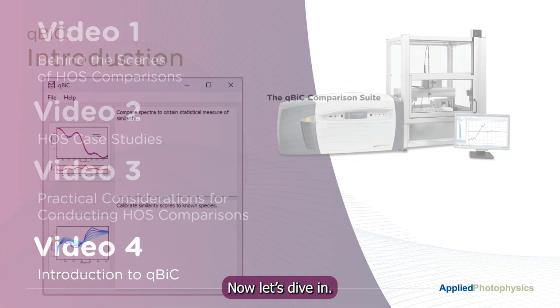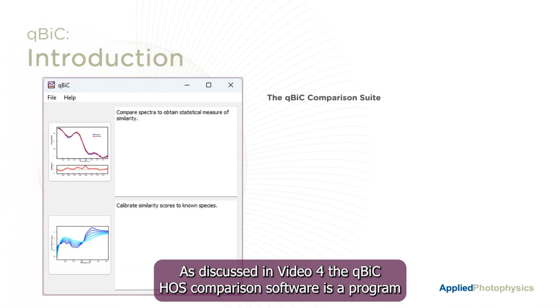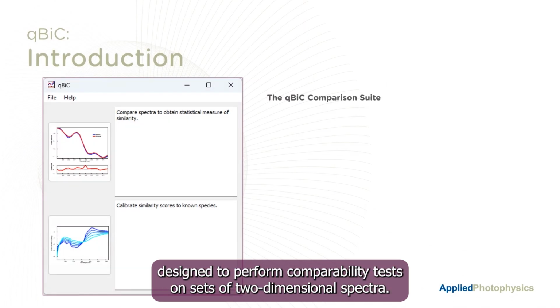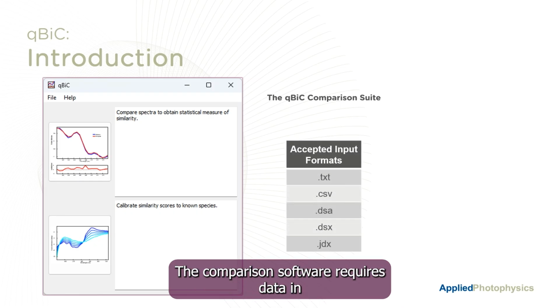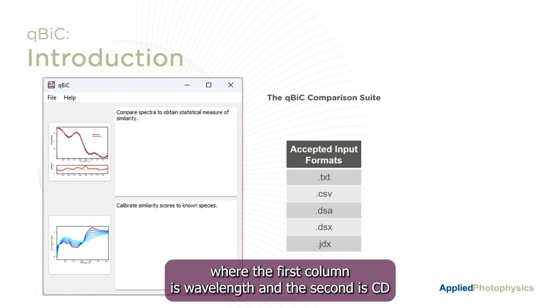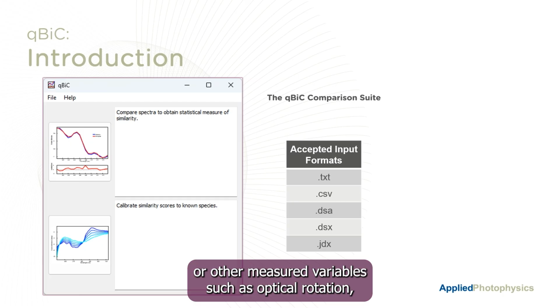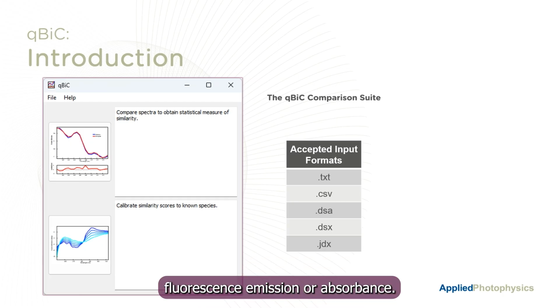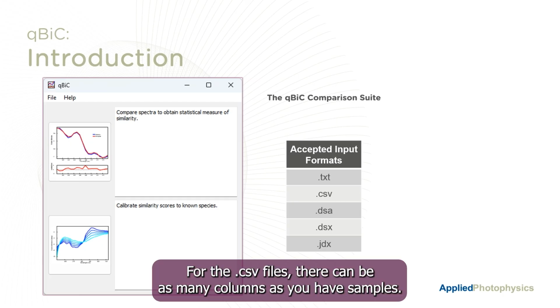Now let's dive in. As discussed in video 4, the qBiC HOS comparison software is a program designed to perform comparability tests on sets of two-dimensional spectra. The comparison software requires data in .txt, .csv, .dsa, .dsx, or .jdx format, with the first column as wavelength and the second as CD or other measured variables such as optical rotation, fluorescence emission, or absorbance. For the .csv files, there can be as many columns as you have samples.